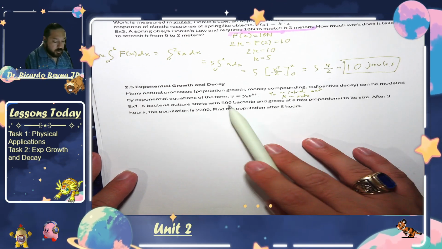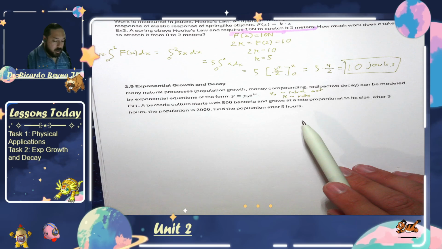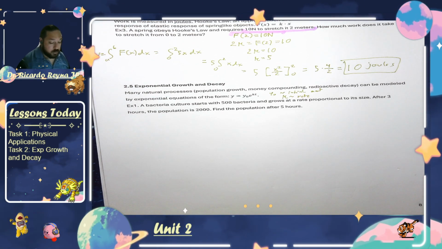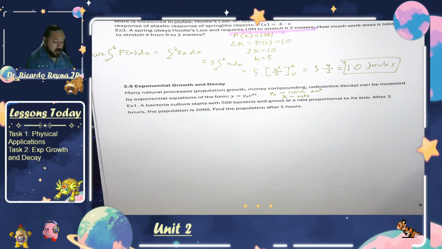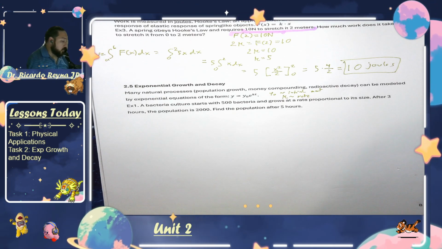A bacteria culture starts with 500 and grows at a rate proportional to its size. After 3 hours, the population is 2,000. Find the population after 5 hours.